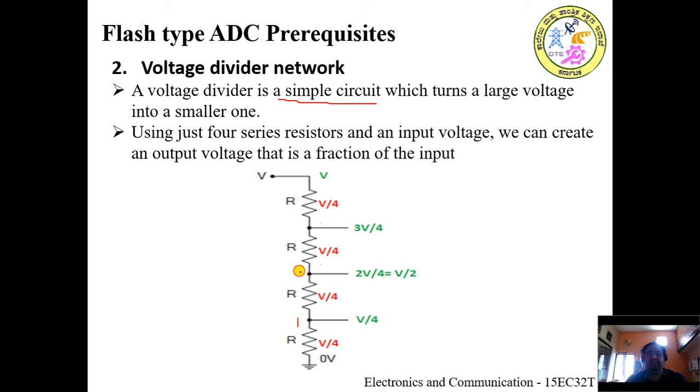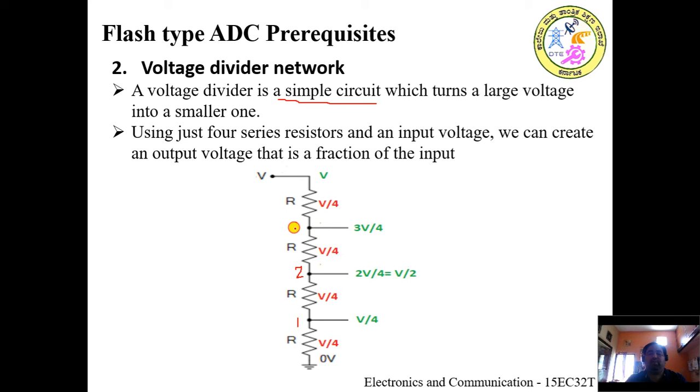Similarly, if you take one more node, that is the second node here, the voltage at this node will be the addition of these two drops, that is V by 4 plus V by 4, because the voltages are measured with respect to ground. So V by 4 plus V by 4 gives 2V by 4, which can be further simplified as V by 2.